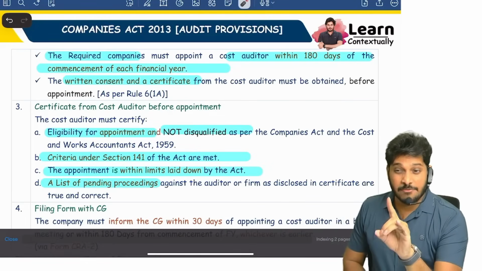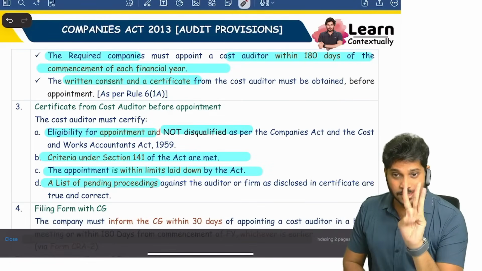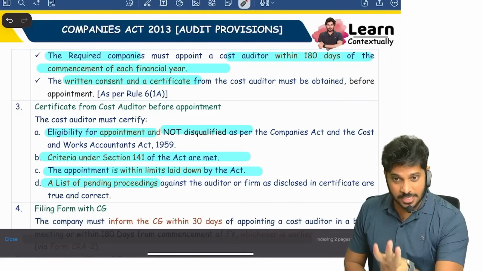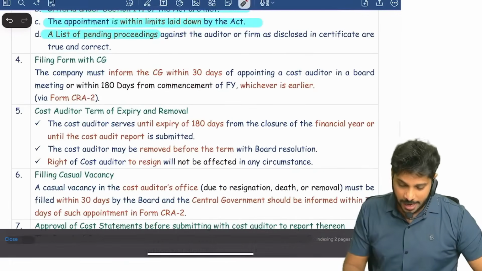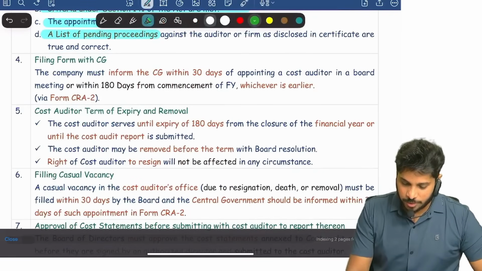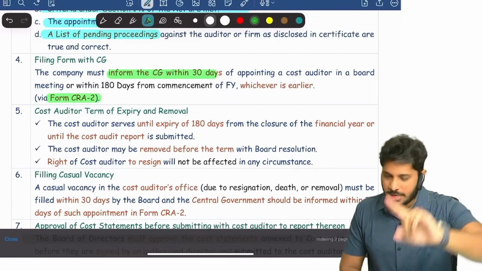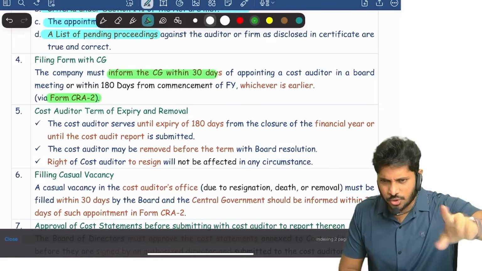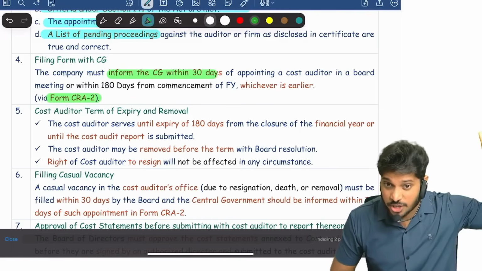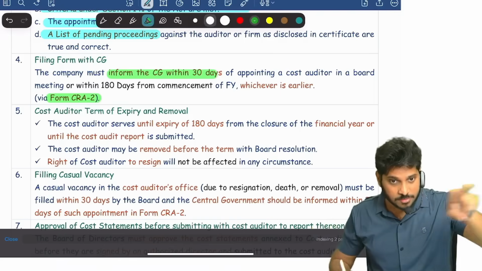Remember, the appointment time limit is 180 days from the commencement of the year. But the time limit for the form is 30 days from the date of appointment or 180 days from the beginning of the financial year, whichever is earlier. Be careful. And you need to file a form to inform the Central Government. Which form? Via CRA 2. By the way, I think I said CRA 1, no. CRA 2. CRA 1 is regarding cost records. Once you appoint, you have to file form CRA 2 with the Central Government.